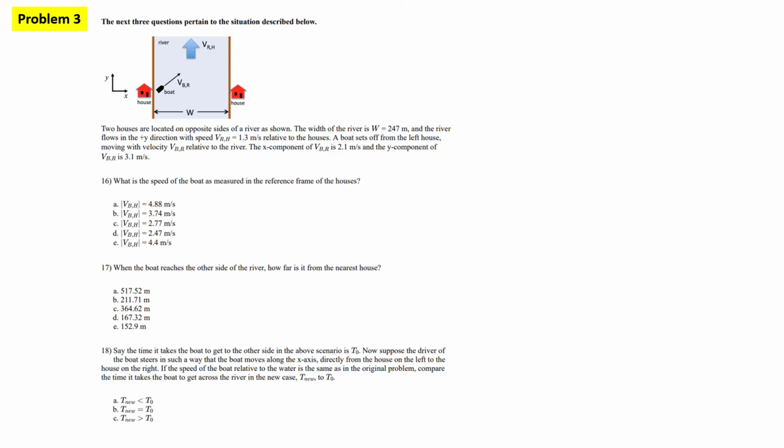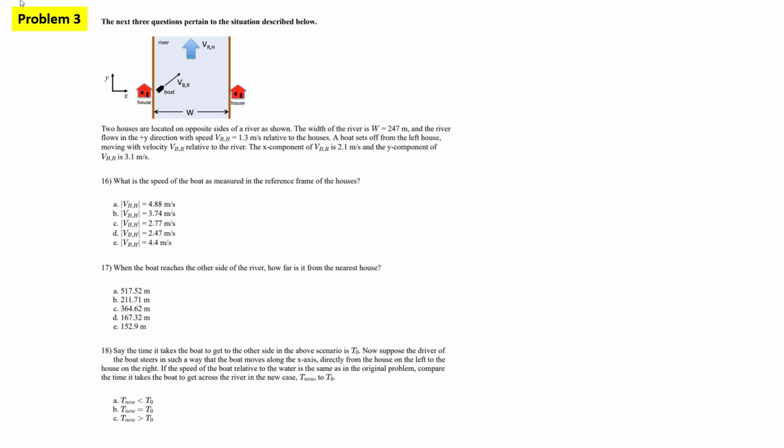Two houses are located on opposite sides of a river as shown over here in the diagram. The width of the river is 247 meters and the river flows in the positive y direction with a speed of 1.3 meters per second relative to the houses. A boat sets off from the left house moving with velocity VBR relative to the river. The y component of VBR is 3.1 and the x component is 2.1.